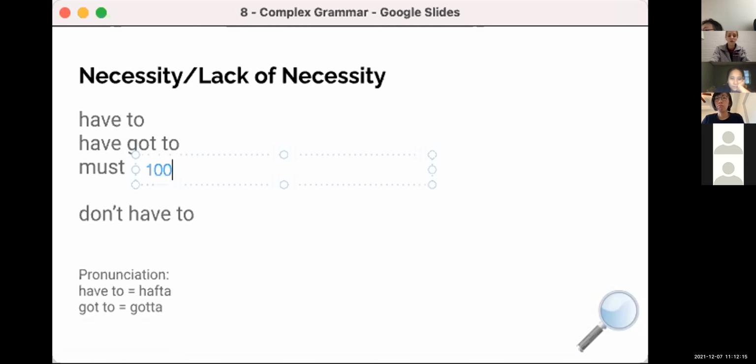Must means 100%. We can also use the negative must not. Must not means 100% no. So we have our necessity and lack of necessity.